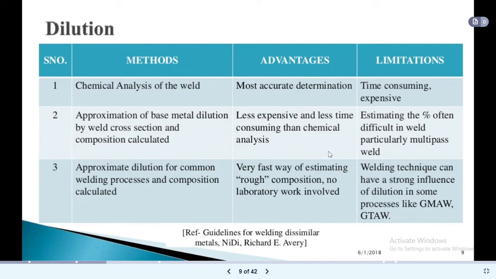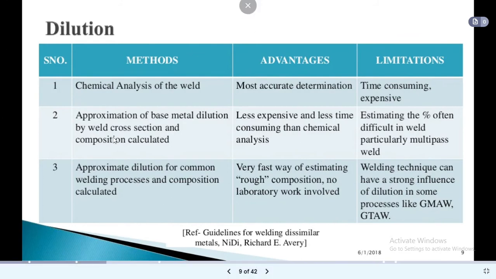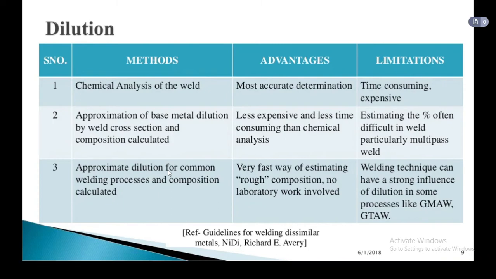But its disadvantage is that estimating the percentage is often difficult in a weld composition in a multipass weld. Means which type of composition will form and what the percentage of the metal is cannot be determined easily. Then approximation dilution for a common welding process and the composition calculation. The advantage is that it is a very fast method for rough calculation or rough work.